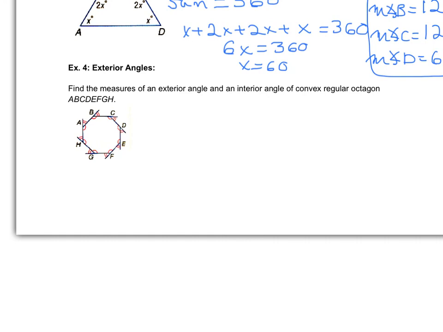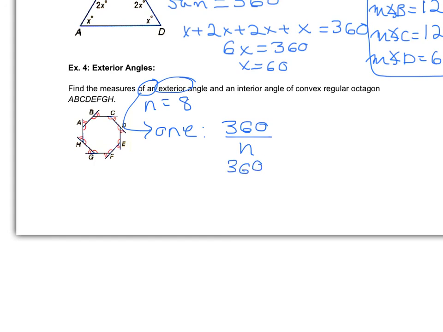We're almost done though, so now we're talking about exterior angles in example 4, and we're going to find the measures of an exterior angle and an interior angle of a convex regular octagon. So at this point we have 8 sides, so we know our n is 8, and if we're finding, again, an exterior, that means we are finding just one of those angles. So remember, that formula means 360 divided by n. So 360 divided by 8 is very quickly equal to 45. So there's my exterior.